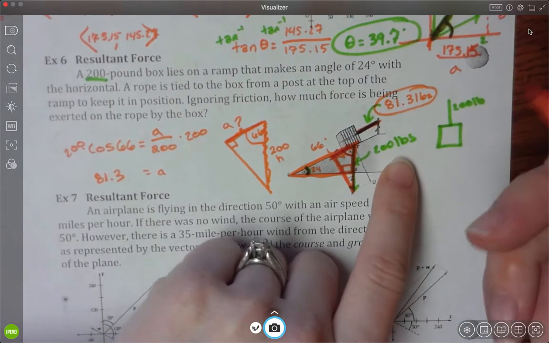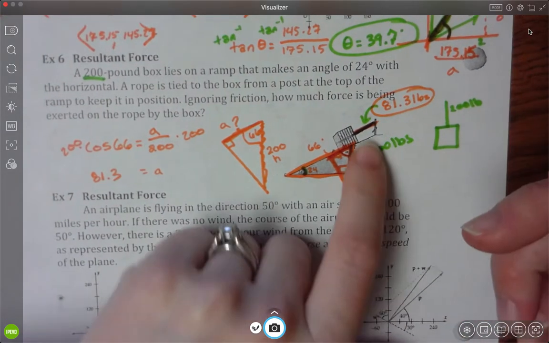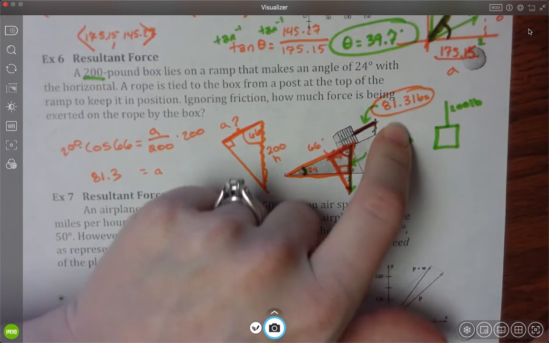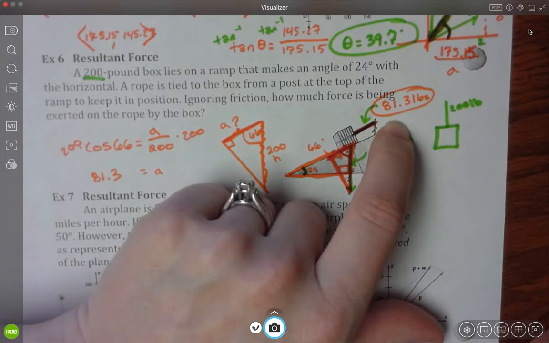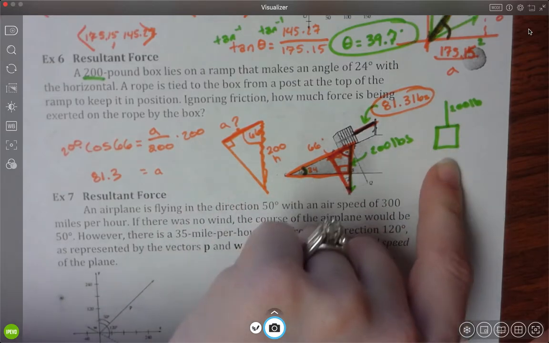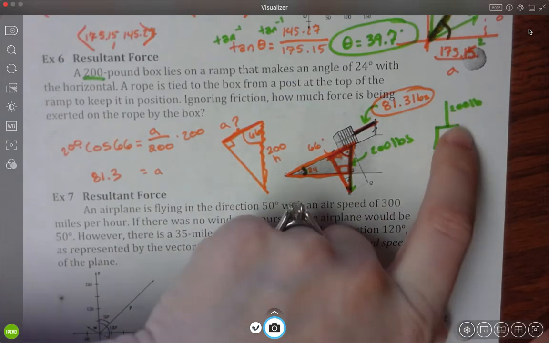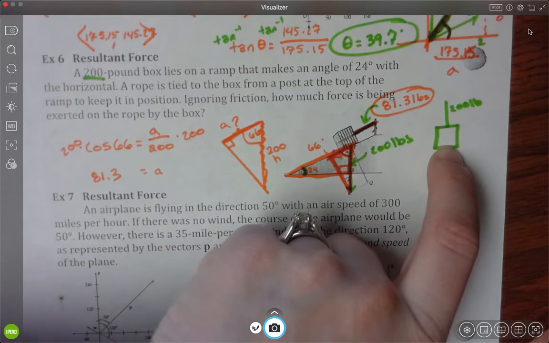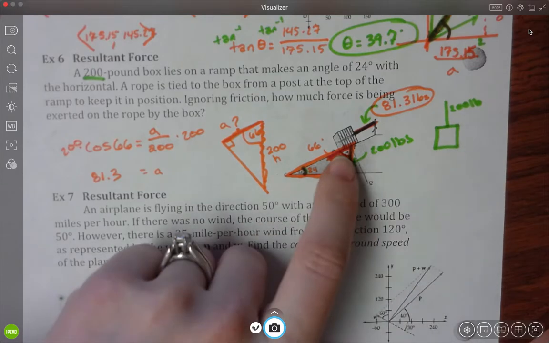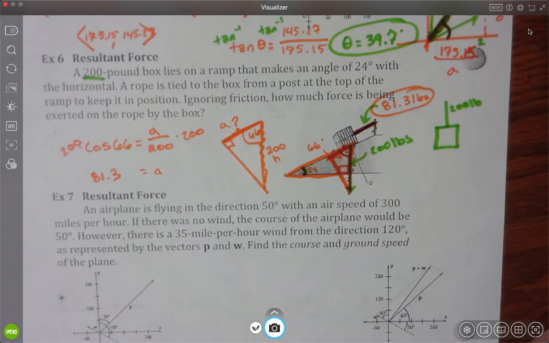We said it was going to be less than 200 pounds. So basically that rope has to be strong enough to support 81.3 pounds of force. Okay, if it was straight up and down again, and that box was suspended in the air, that rope's going to be supporting all 200 pounds of it. But this rope is only supporting 81.3 pounds.